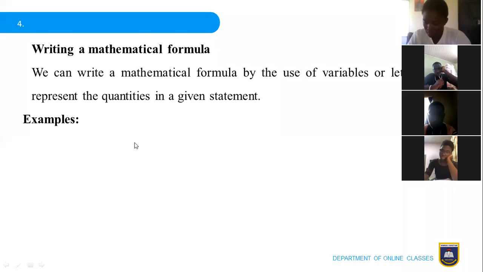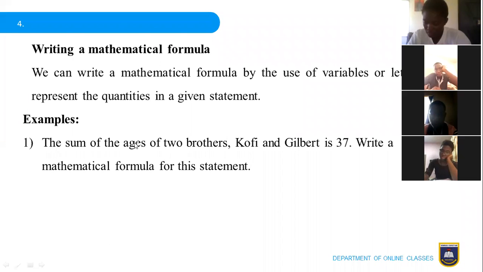Examples. We want to take some examples. Now, the first example is this. I'll be asking you to give me your formula if you read through the first example. The sum of the ages of two brothers, Kofi and Gilbert, is 37. Write a mathematical formula for this statement.